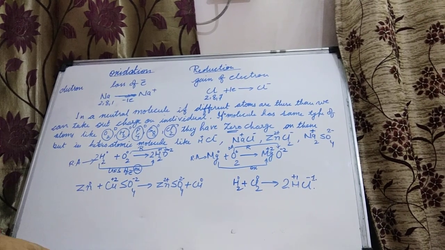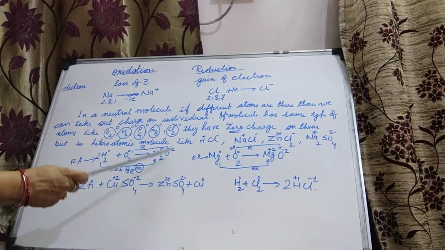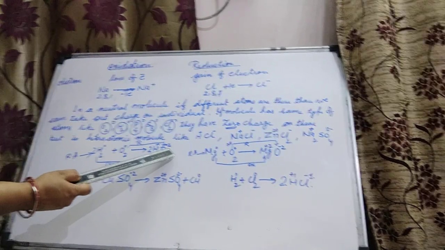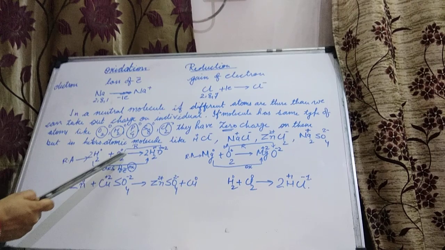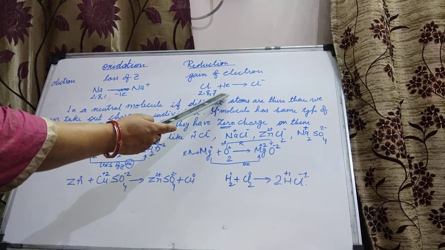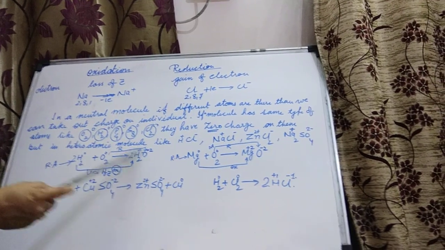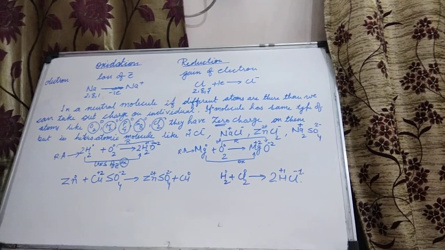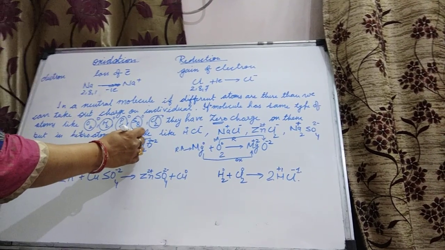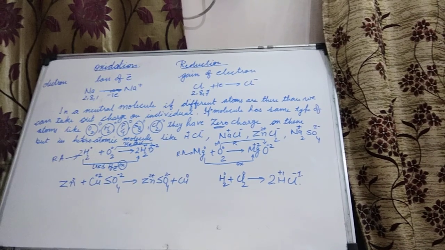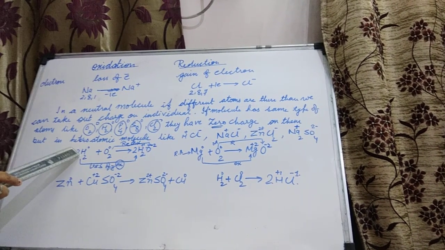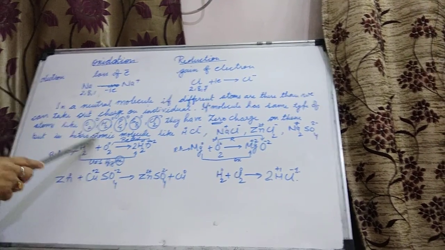While O2, as you come to the RHS, has 0 charge, and here it is acquiring what? -2. So negative charge is obtained when gain of electron takes place. So from left to right, what is happening? Gain of electron, and gain of electron is called reduction. So in this process, reduction is taking place.